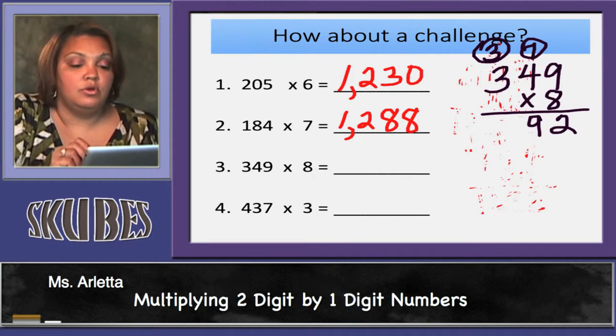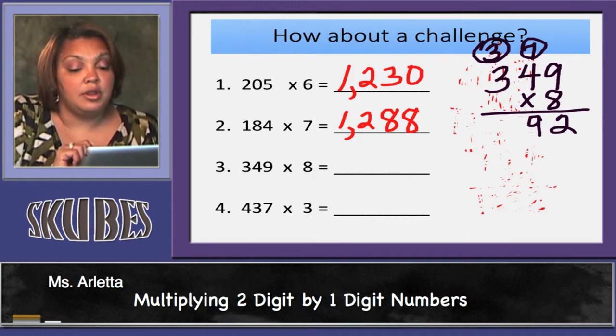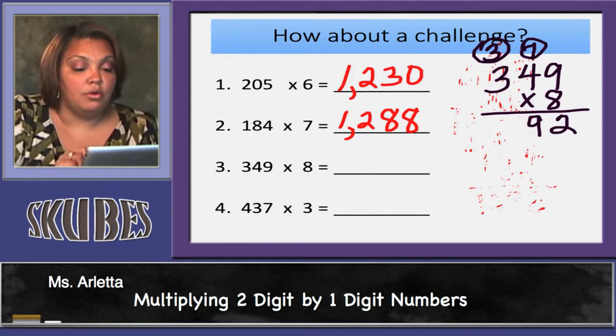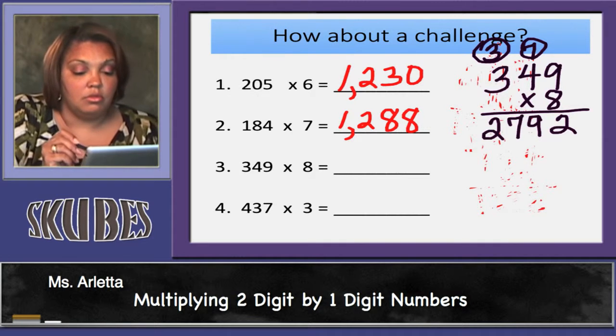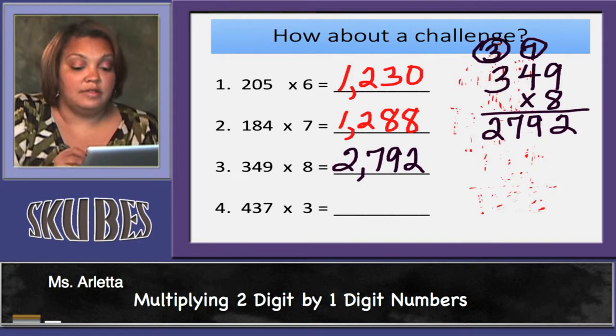Why am I circling those? Just to let me know that those are my numbers that are being carried and nothing else. 8 times 3 is 24, plus that 3 makes 27. So our answer is 2,792.